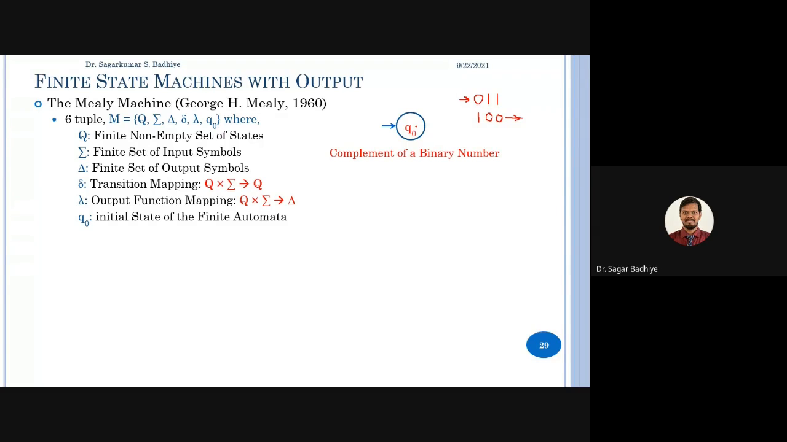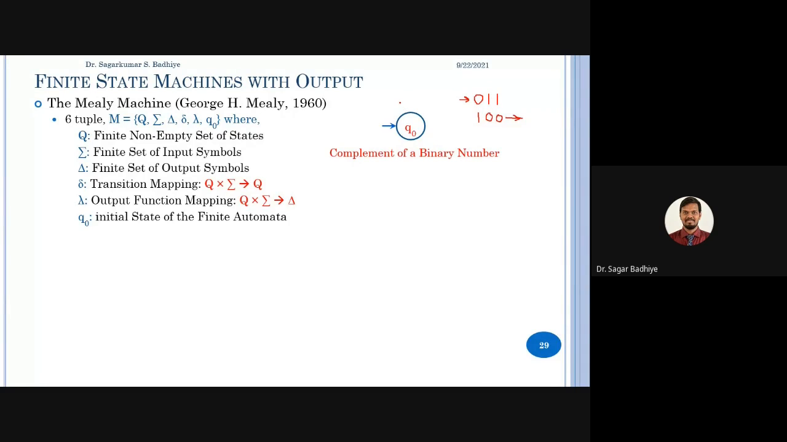And for accepting a particular string, we must stop somewhere, and that destination was our final state. Now, to design a complementary machine for the complement of a binary number, we simply design a state. In this state, if 0 is the input, the output is 1. If 1 is the input, the output is 0.